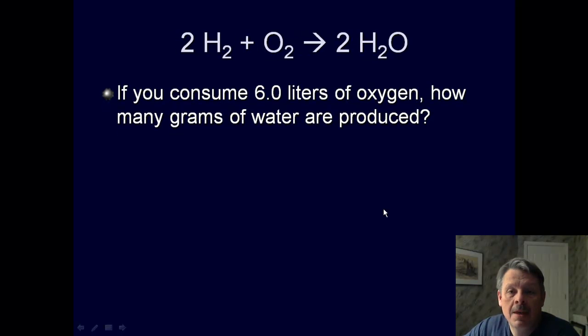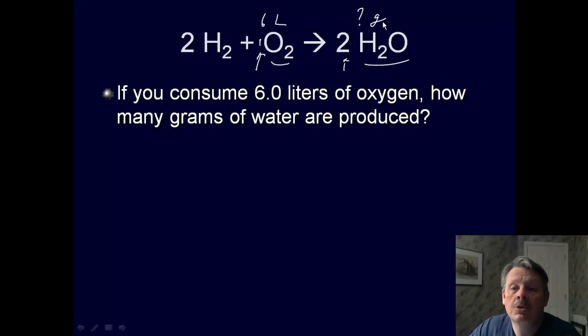All right. If I consume 6 liters of oxygen, how many grams of water are produced? So up here I have 6 liters of oxygen, and I'm saying how many grams of water are produced. All right, so let's think just for a second of what I have to do. I have to go from liters of oxygen to moles of oxygen because I want to use my coefficients, which are 1 and 2, to be able to convert from moles of oxygen to moles of water, and then I can go to grams of water.